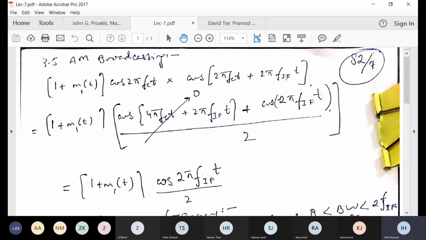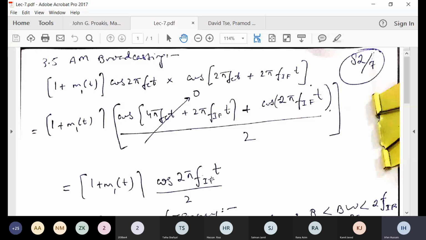While this cosine stands at 2FC, so it will definitely be rejected by the IF amplifier, which is only passing the frequencies around IF of only 10 kilohertz. This is very high, so it will be rejected, and you will just get your high frequency signal, now converted from FC to FIF, containing your conventional signal.